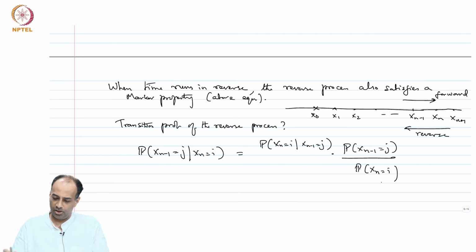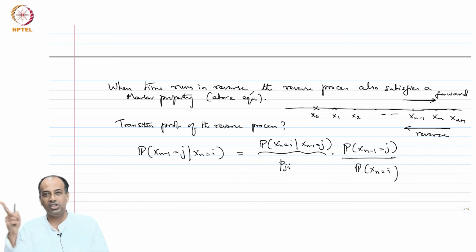So this is the transition probability of going from i to j in reverse time. And what is that? That is the transition probability of the forward chain, right. So this is simply p_ji. Okay, so I am going to assume that the forward chain is a homogeneous Markov chain with transition probability p_ji. This is just the probability of going from j to i.